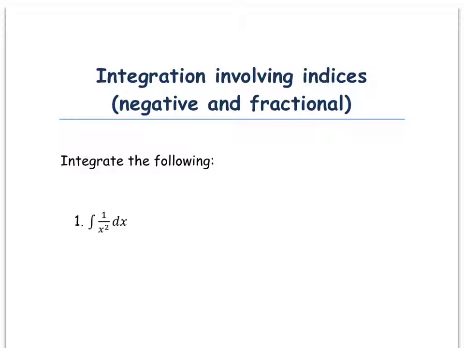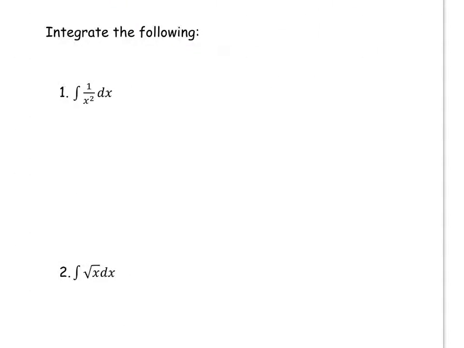So firstly, let's integrate 1 over x squared dx. Now the problem here is that we need to make this 1 over x squared into a power, into indices. Now you should remember from the start of Core 1 that 1 over something is a negative power. So we can rewrite this question as integrate x to the power of minus 2, because the minus refers to the 1 over and the 2 refers to the squared.